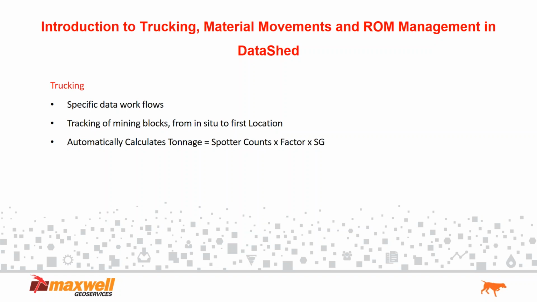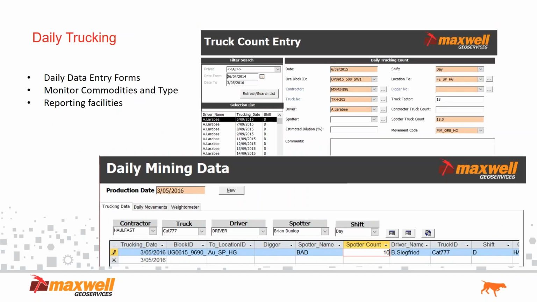Truck counts combined with the truck factors and relevant SGs automatically calculate tonnage trucked to that specific location. Data entry for trucking in the production module can be through a variety of ways, including various extensions as shown, either truck by truck or on a daily basis.